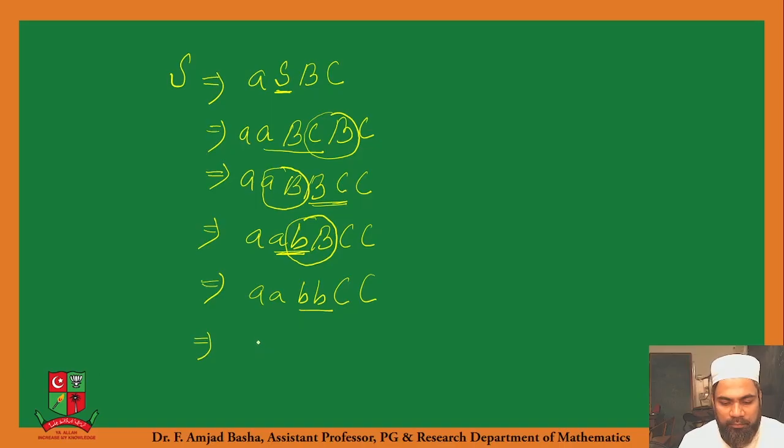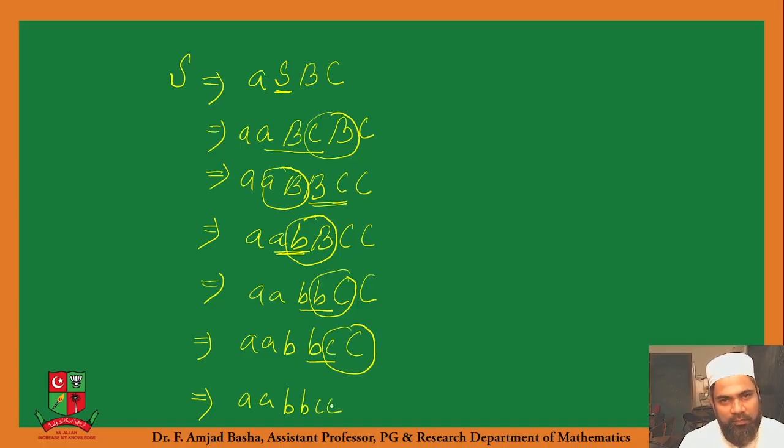Again, in the next case, I have AA BB C and capital C. Then I have used this, I have replaced this capital B C with B small c. Then finally, capital C will be replaced by two small c's, that is AA BB CC. So finally I could generate the word A square, B square and C square. You can notice here that finally I have obtained the word A square, B square, C square.